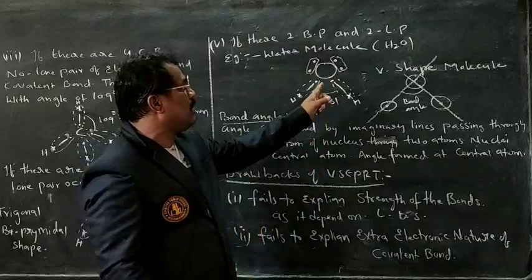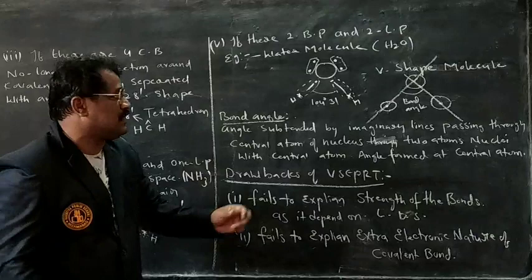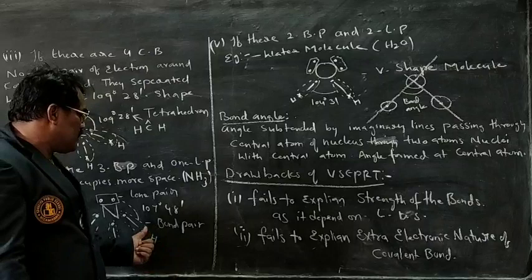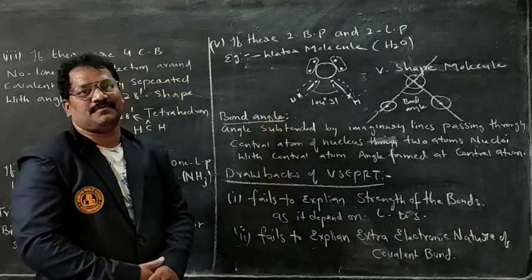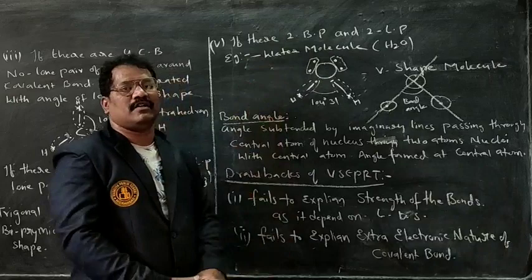Due to that reason, the bond angle will decrease. Because of the force of repulsion, the bond angle between the central atom, hydrogen, oxygen and hydrogen will gradually reduce. From 107 degrees, it will decrease to 104 degrees 31 minutes. Due to that reason, it is attaining a new shape. That shape is called V-shaped molecule. Best example is water molecule, we can give it up.